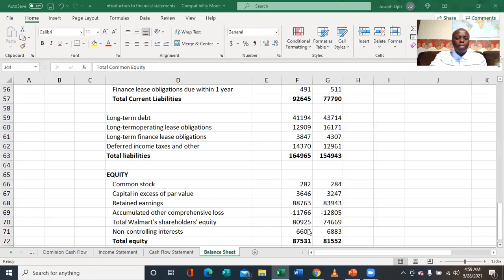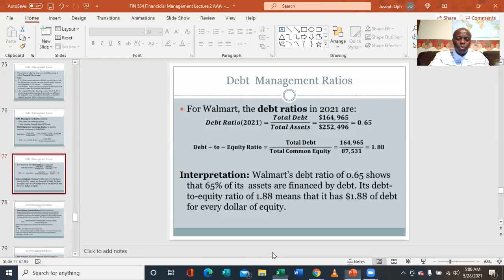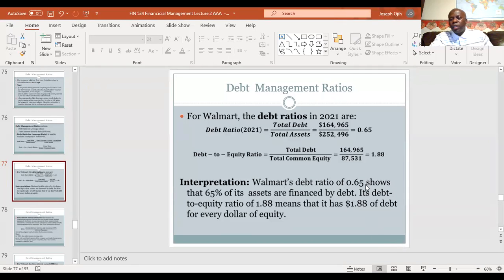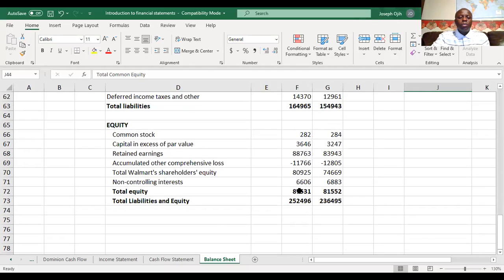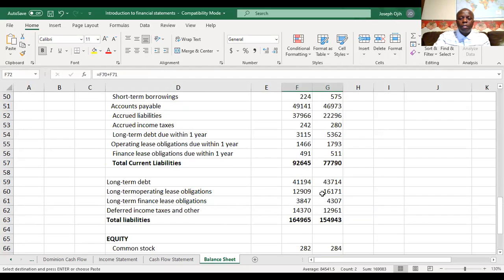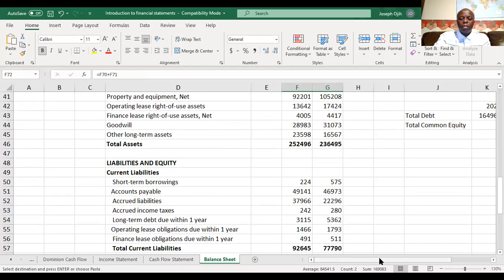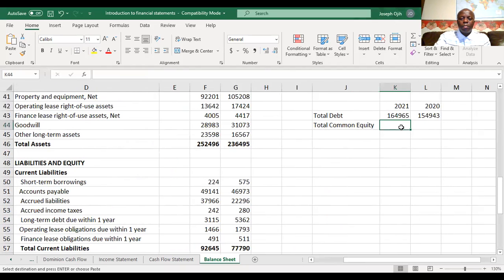Okay, total common equity. So you can see the common equity here, and then we can use it to calculate the debt to equity ratio. Debt equity ratio, total debt divided by total common equity. Okay, now let us do it. Total equity, you can see right here, total common equity right here. So you can copy it and then paste it where we have the total debt here, and then calculate the debt to equity ratio.